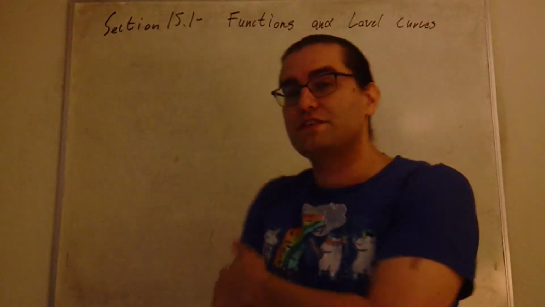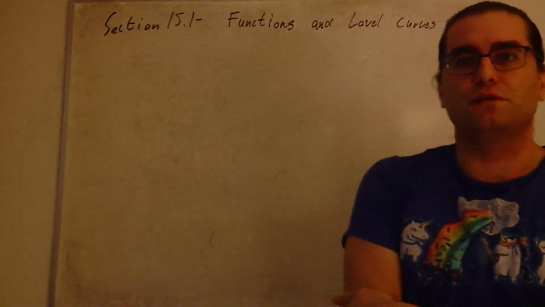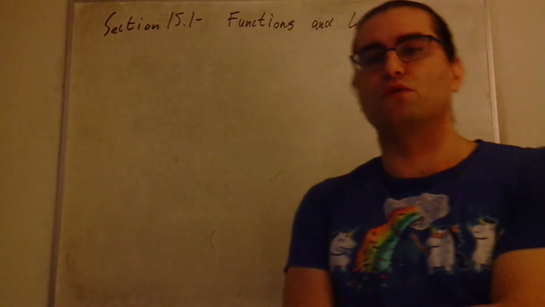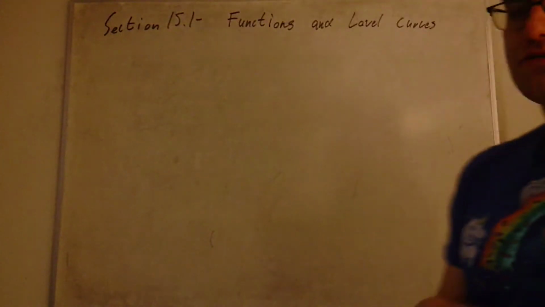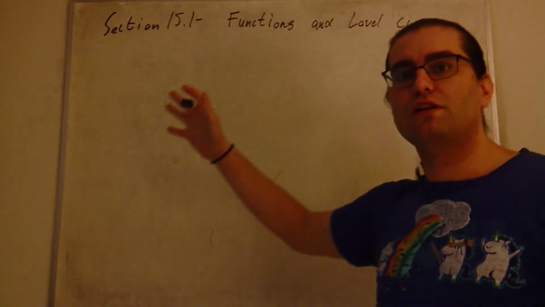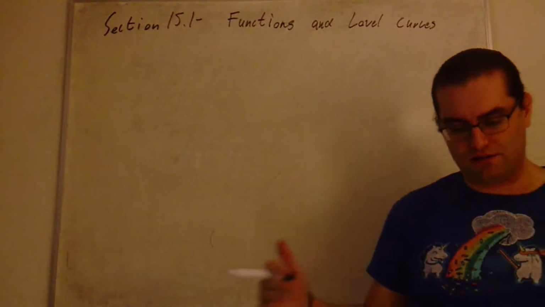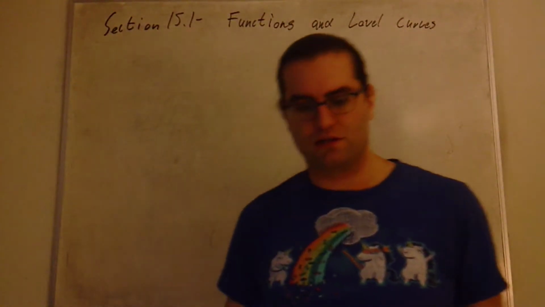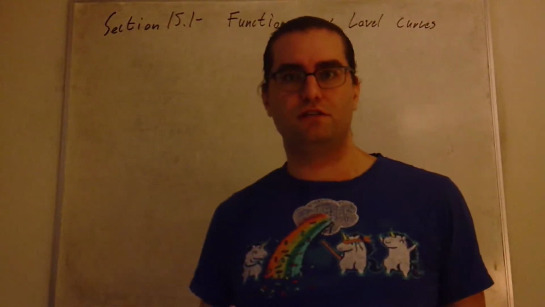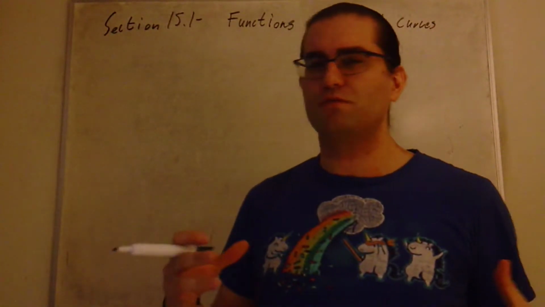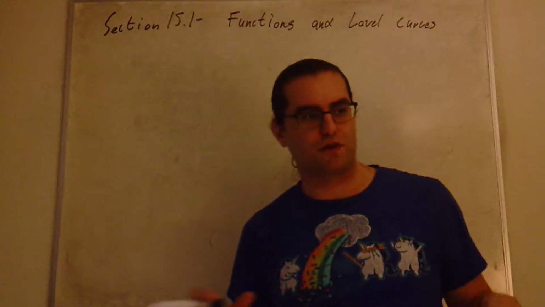Today we are talking about section 15.1. We're skipping chapter 14. I don't remember what it's about, but I remember that it is unimportant. Skipping 14, we're going straight to 15. This is 15.1. This is when we're going to get into functions and level curves. So we're going to spend chapter 15 just dealing with functions, and I think we're going to get into derivatives of these functions by the end of 15.